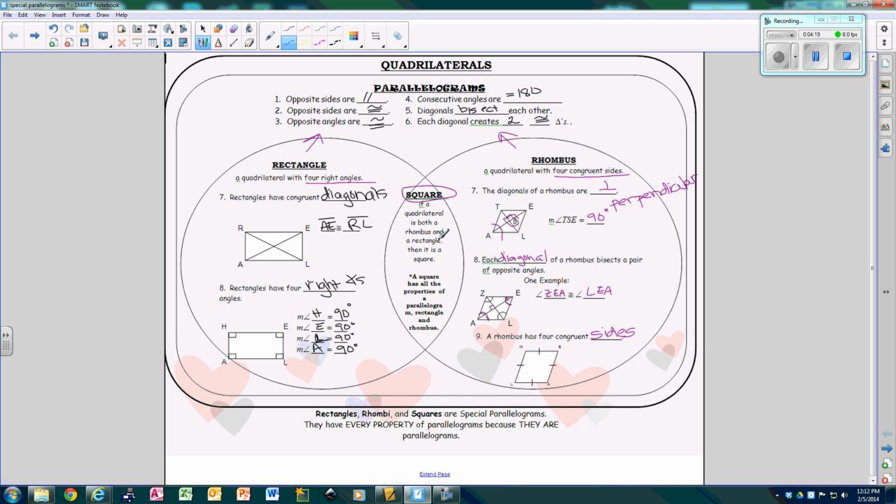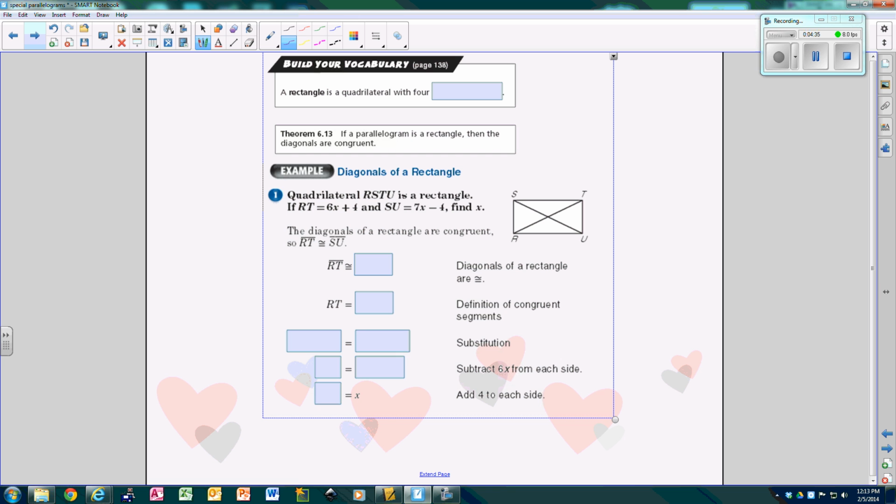So you could think of it like this. They could have named it a rectombus or a rhombangle. It could have been named anything other than a square. All right, so now go to the next page. So let's talk about how we apply those properties to math.